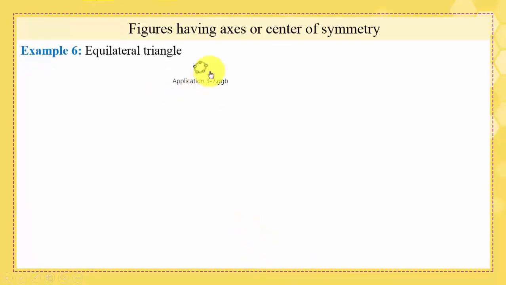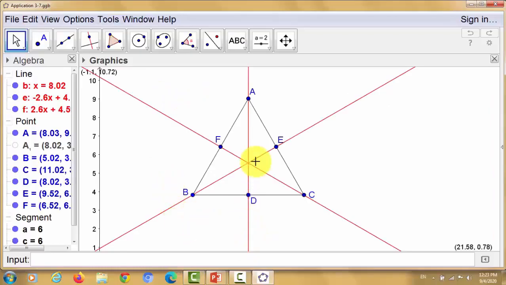Equilateral triangle. Equilateral triangle, my lovely students, has no center of symmetry. It has only 3 axes of symmetry, which are the bisectors of the angles. Look at BE. It is the bisector of angle ABC. Look at this figure, EAB and BCE. They are the same. And also CF, the bisector of angle C, and also AD, the bisector of angle A. So it has 3 axes of symmetry, the bisectors of the angles.